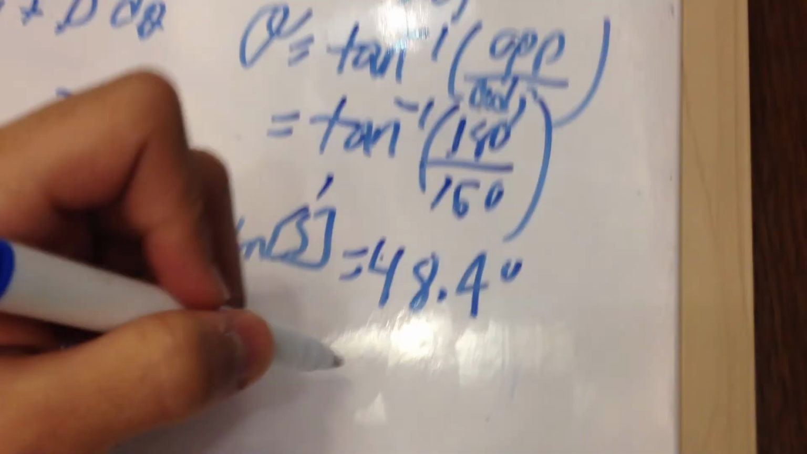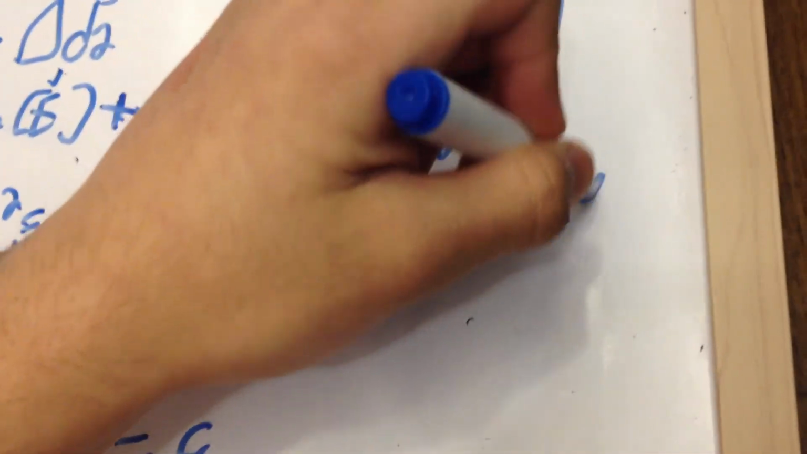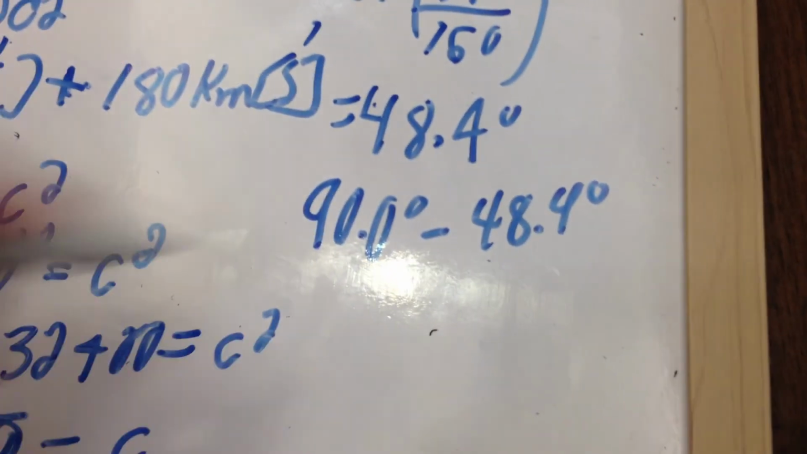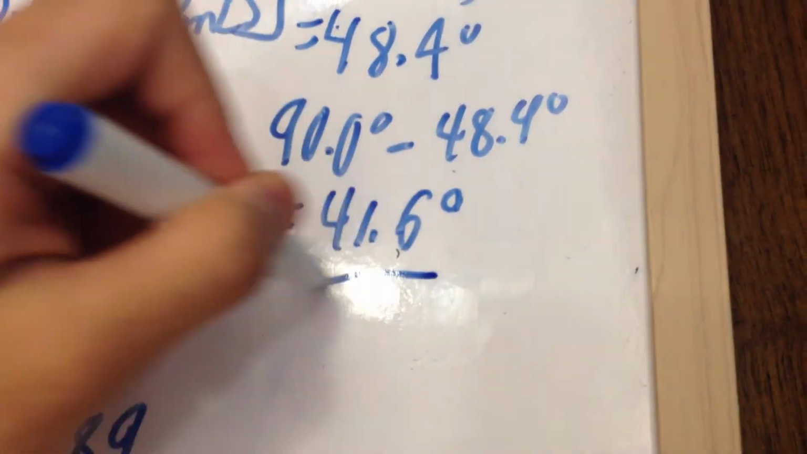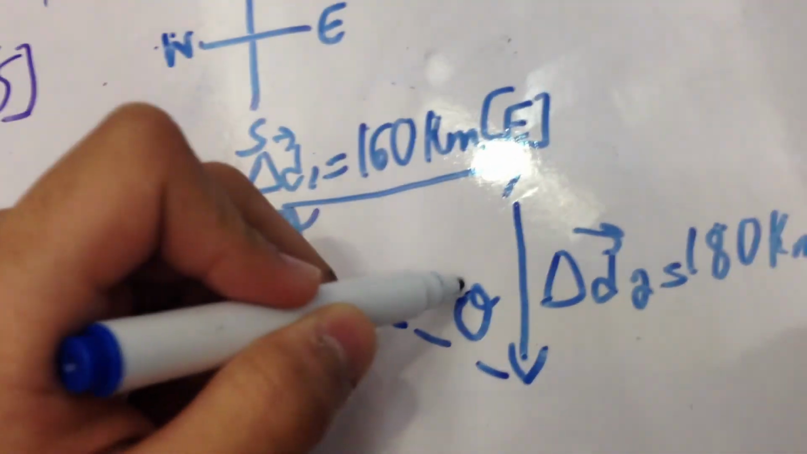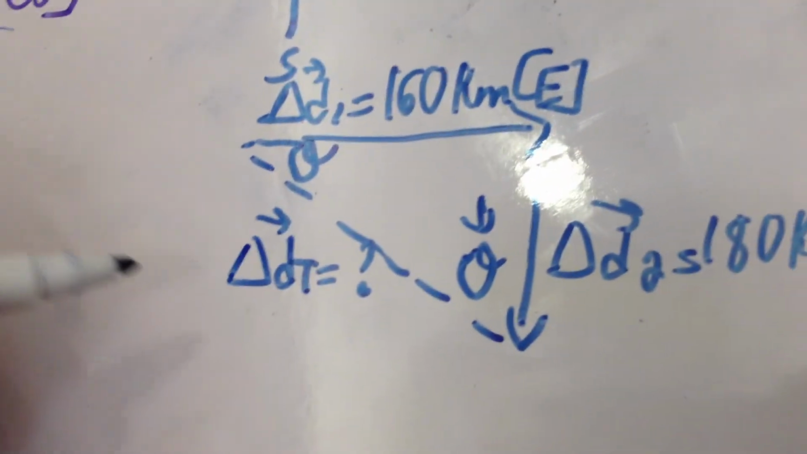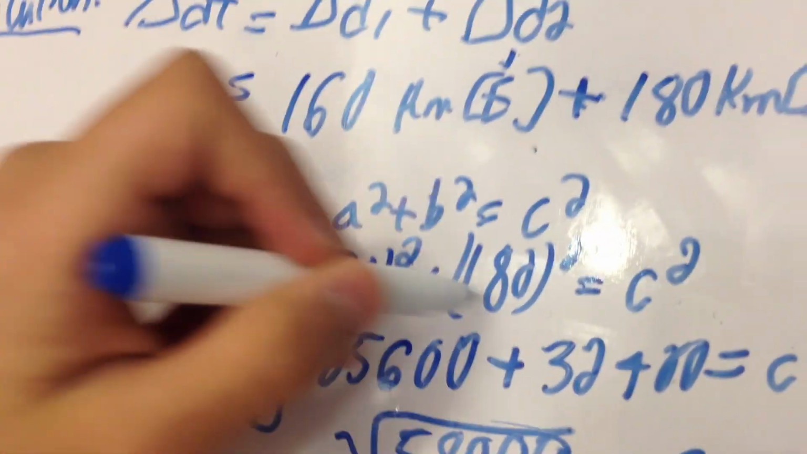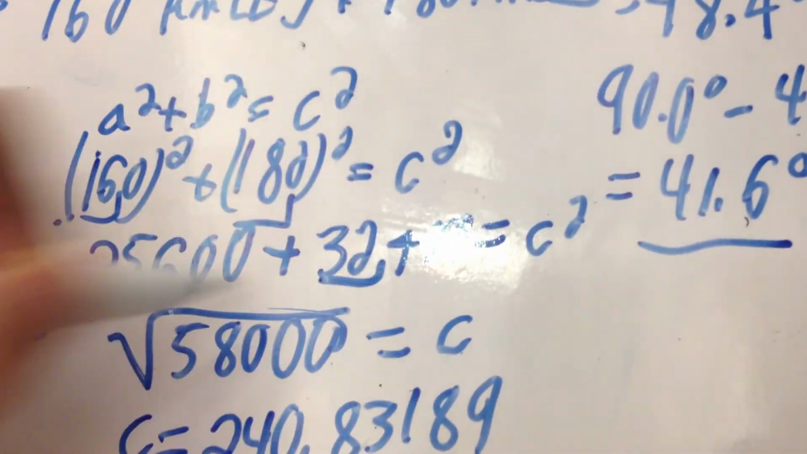So all we have to do is go 90.0 degrees subtracted by 48.4 degrees. This gives us 41.6 degrees, and this represents this angle over here. This is our new angle because we subtracted it from 90. So now let's look at significant digits. We have 2 significant digits here, 2 significant digits there.